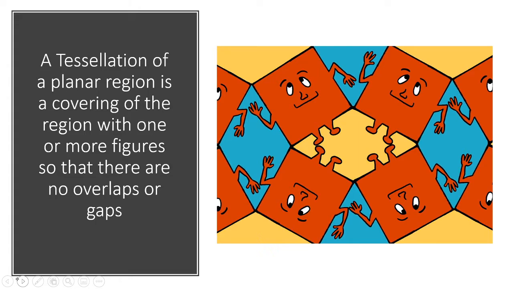So the first thing that we want to see is that a tessellation of a planar region is a covering of the region with one or more figures so that there are no overlaps or gaps. You can see in this particular picture, this is just kind of a cute tessellation. It's the same figures repeated over and over again and they come together so that there's no gaps in the image. So that's what a tessellation is.